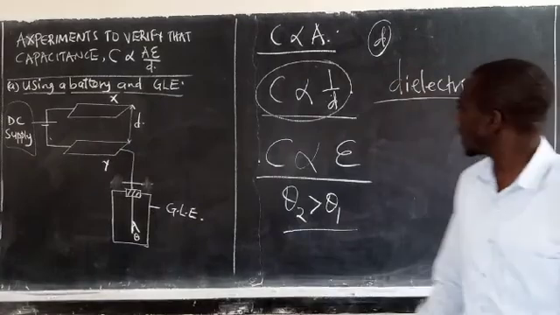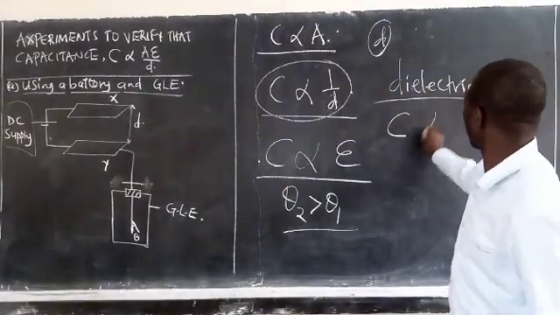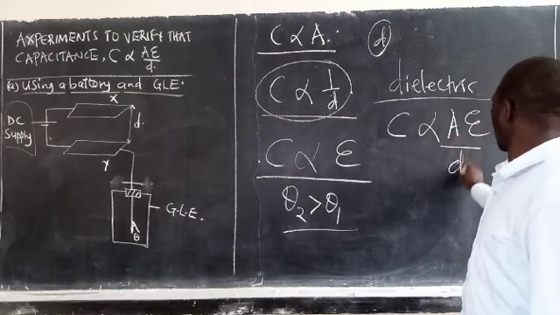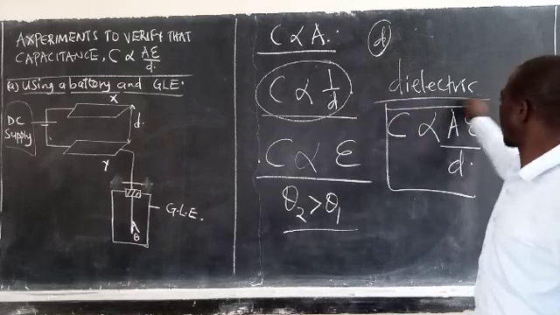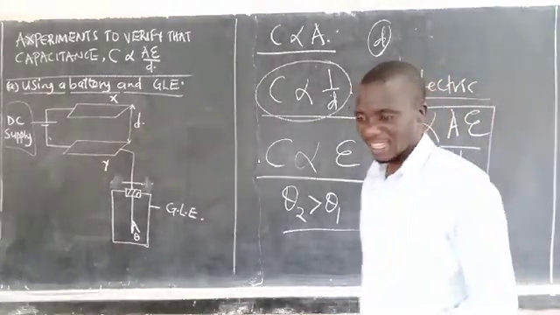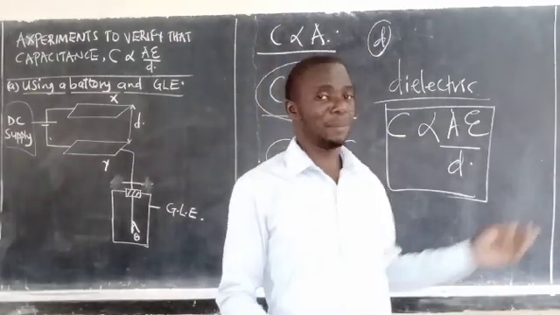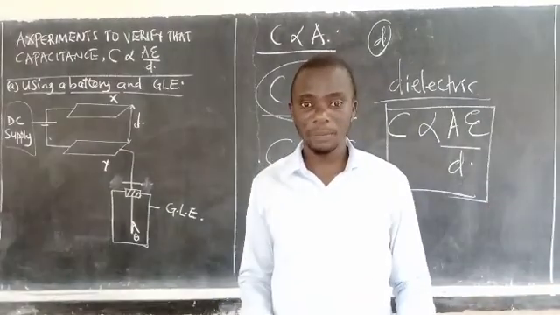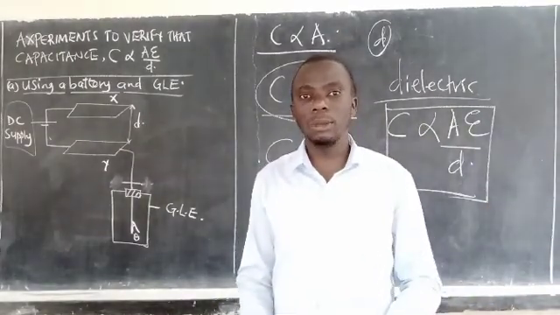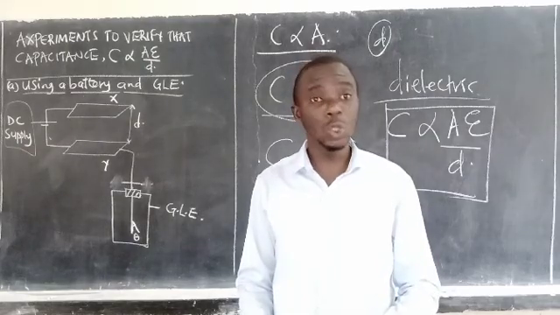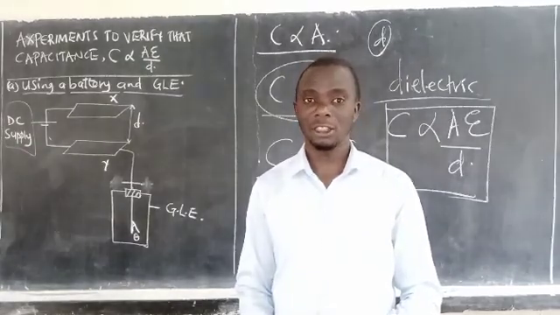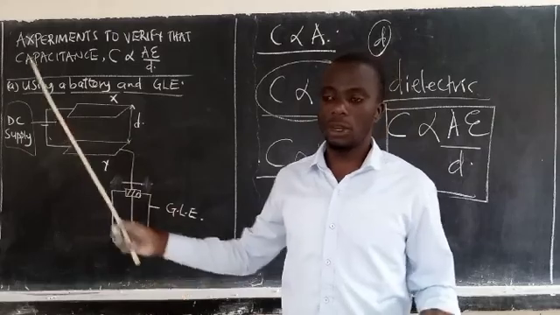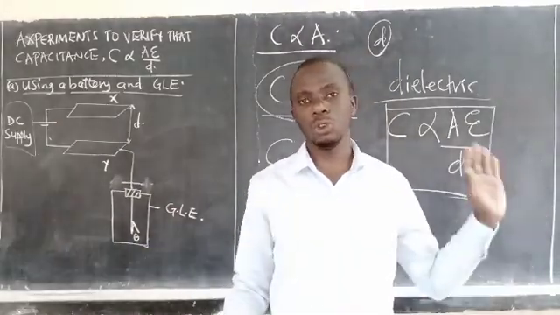The three experiments verify that capacitance is proportional to A, proportional to epsilon, and inversely proportional to D. You can be asked to describe one experiment, to show that capacitance is inversely proportional to the separation of the plates. So you don't need to do all three. Just choose the same diagram, name it very well, and do only that particular part.